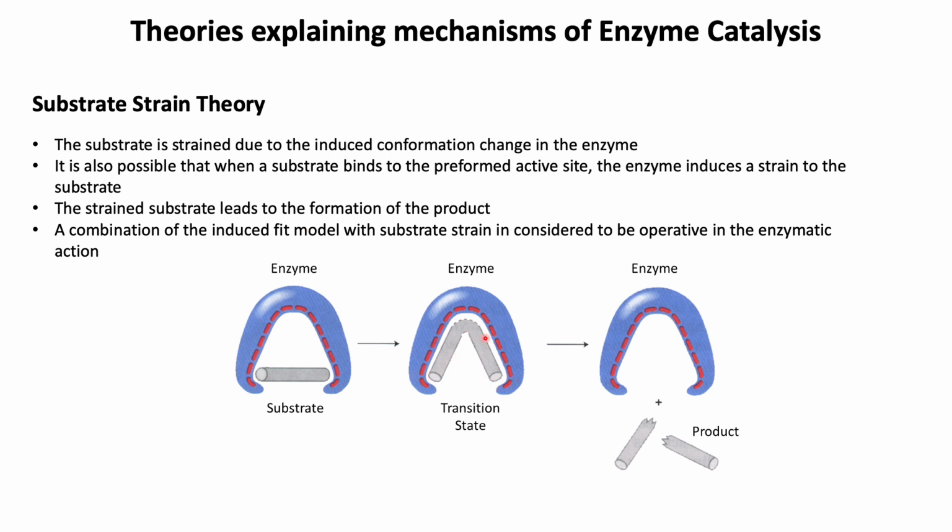It is also possible that when a substrate binds to the preformed active site, like in the lock and key model, the enzyme doesn't change its conformation, but the substrate has to change its conformation to fit into the enzyme. So when the substrate binds to such a preformed active site, the enzyme induces a strain on the substrate. The strained substrate leads to the formation of the product, like you can see in this image. A combination of the induced fit model with substrate strain is considered to be operative in enzymatic action.